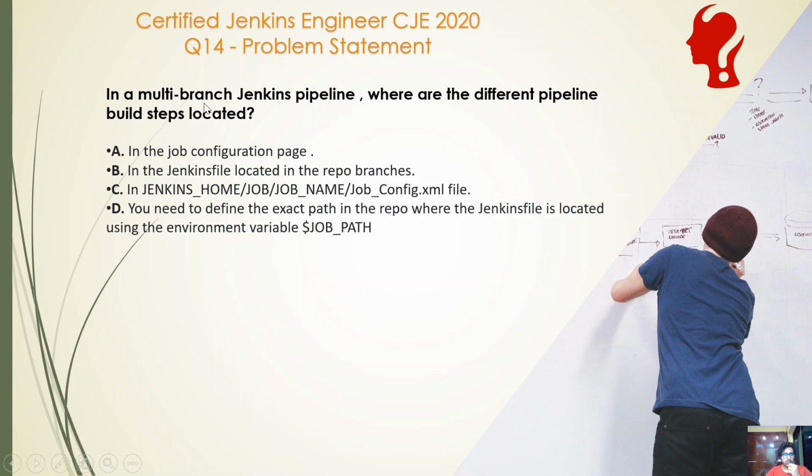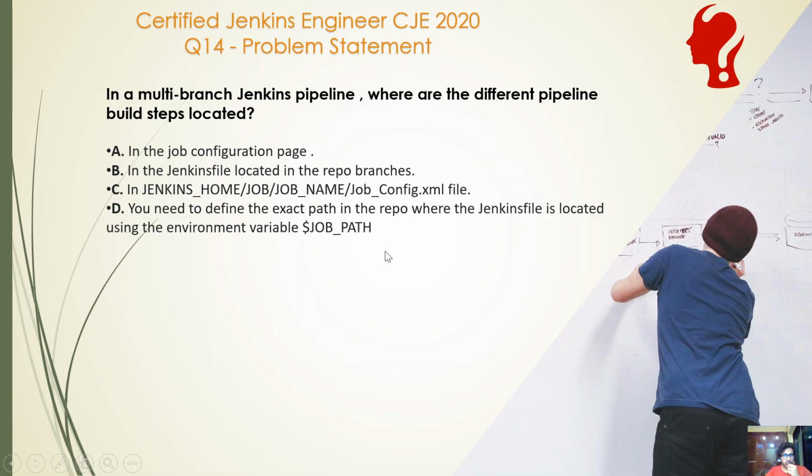The problem statement: in a multi-branch Jenkins pipeline, where are the different pipeline build steps located? A. In the job config page. B. In the Jenkins file, which is located in the repo branches. C. In JENKINS_HOME/job_name/job_config.xml. And D. You need to define the exact path in the repo where the Jenkins file is located using the environment variable $JOB_PATH.